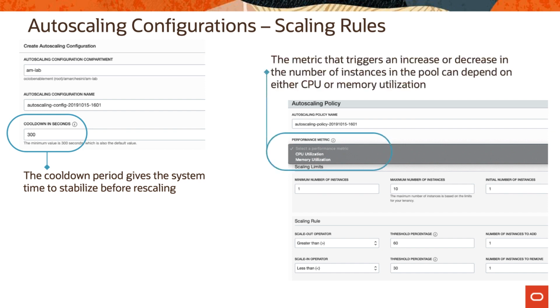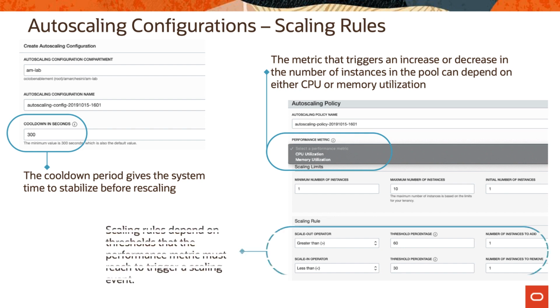The next piece here is the metrics. We will scale based on CPU or memory utilization depending on the application requirements. Then scaling rules will have a scale out operator, so greater than, what's our threshold percentage, and less than. And then we'll add a number of instances to our pool based on those requirements. Now, our threshold percentage, you might want to increase or decrease this. How long it takes for your instance to get up and running will dictate what threshold you want to meet.